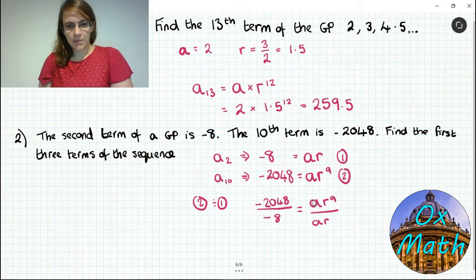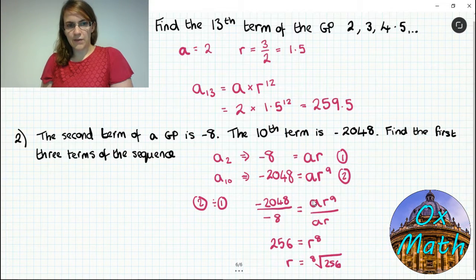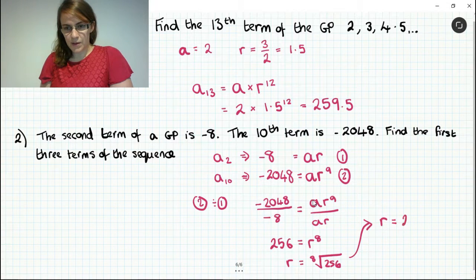So simplifying it down, minus 2048 divided by minus 8 is plus 256, and on the right hand side the a's cancel out, one of the r's cancels, so we are left with r to the power 8. So now to find r, we need the 8th root of 256. And remember, whenever you have a positive root, the answer can be positive or negative. So in this case, there are two possible answers. We can either have r equals 2, because 2 to the power 8 is 256, or r is equal to minus 2, because minus 2 to the power of 8 also gives you plus 256.